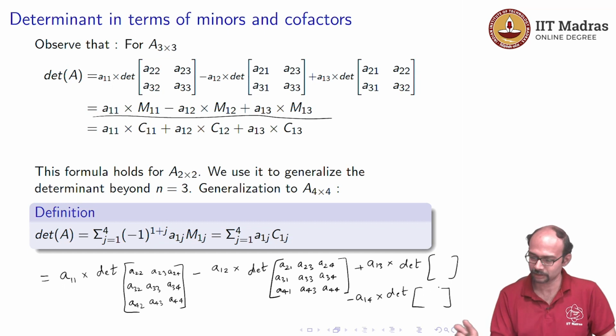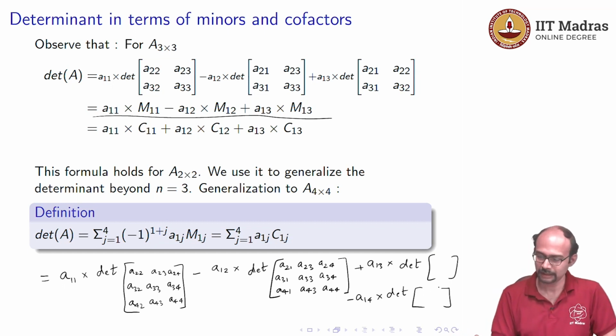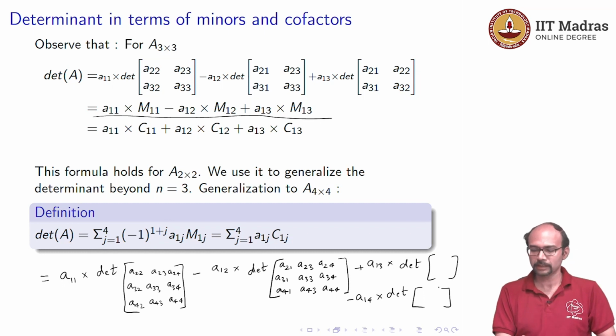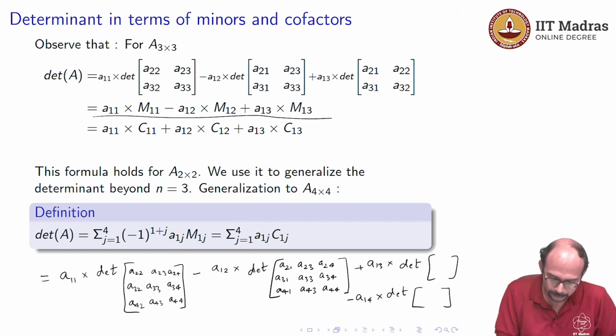So, check these two terms, see if you can write down these two terms, that will mean you have understood what is going on. So, what is the point here? The point is, we could write the determinant of A, which is a 4 by 4 matrix, in terms of determinants of 3 by 3 matrices. So, in other words, if I know how to define the determinant for a matrix of smaller size, then I can use this process inductively and generalize, and that is exactly what we do.